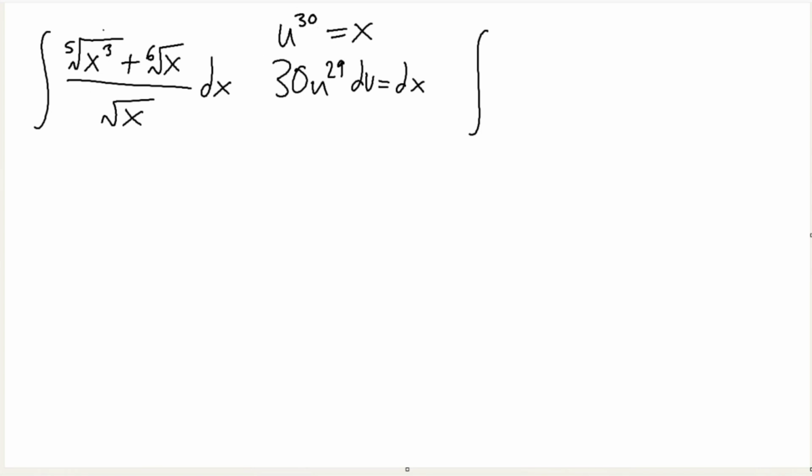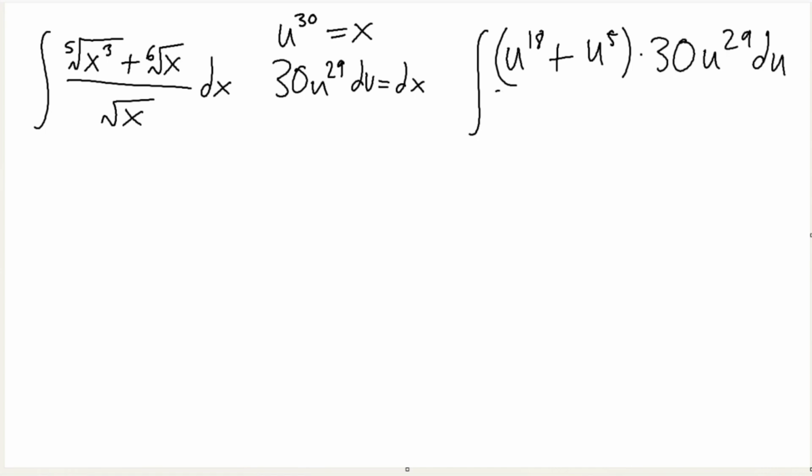So that's 6 times 3, that's u18. I'll put a parentheses here. Plus, and then 30 divided by 6, that's u to the power of 5. And then we have times 30, u to the power of 29 du. Where is this going? 30 divided by 2, that's u to the power of 15.